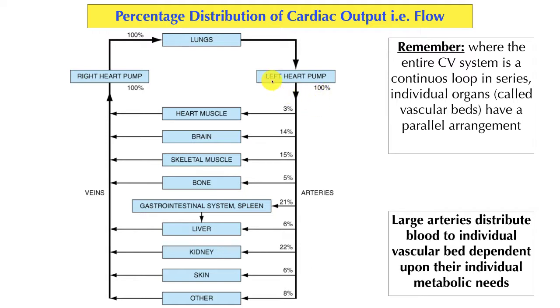So notice, left-sided cardiac output is 100% and right-sided cardiac output is also 100%. They are one and the same. And this is because they are in series. However, the organs are in parallel.